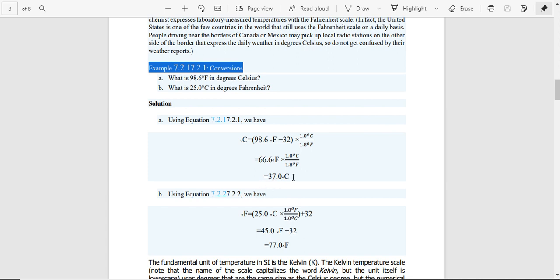That is very easy lang. Okay. Next is for your Fahrenheit naman. If you're given Celsius, the Celsius that is given is 25 degrees Celsius. Times mo lang sa 1.8, then plus 32. So 25 times 1.8 is 45. Then plus 32, that would be 77.0 degrees Fahrenheit.